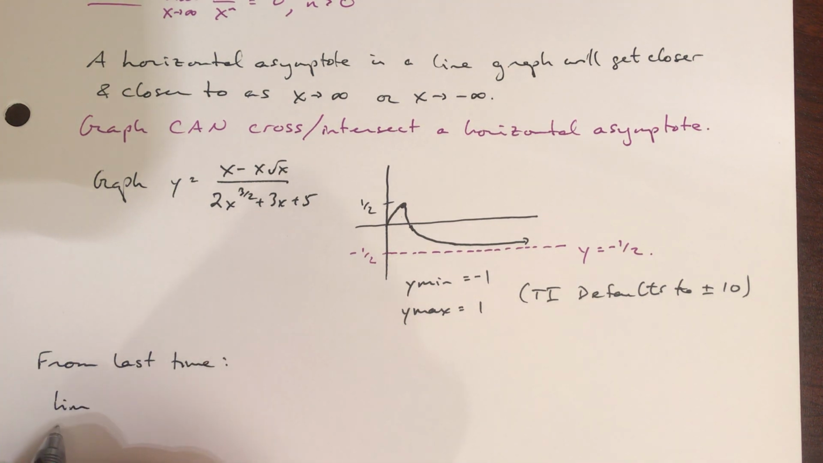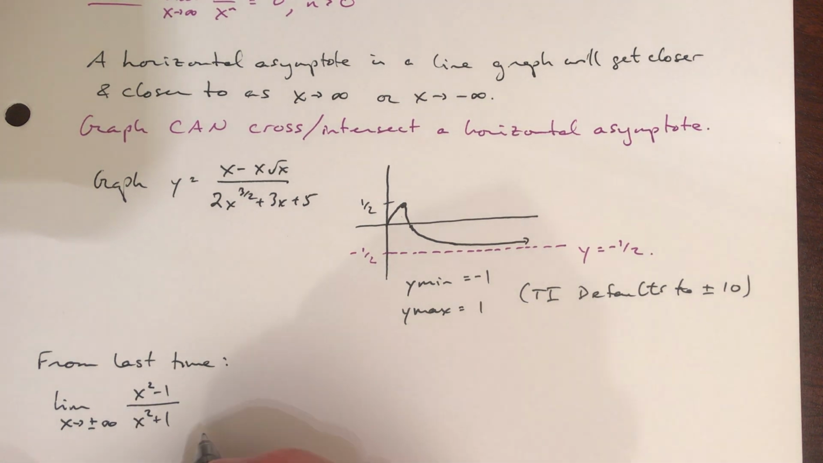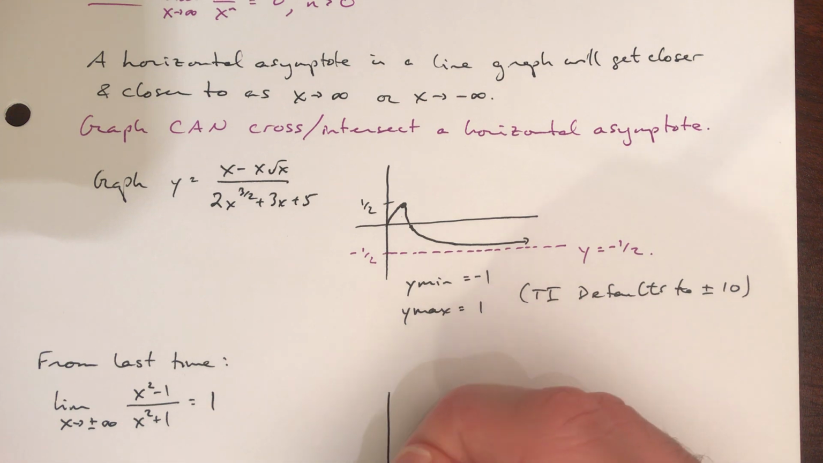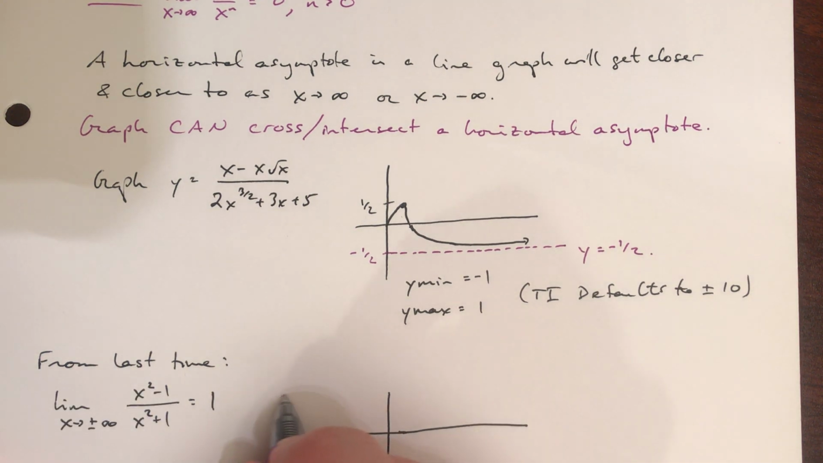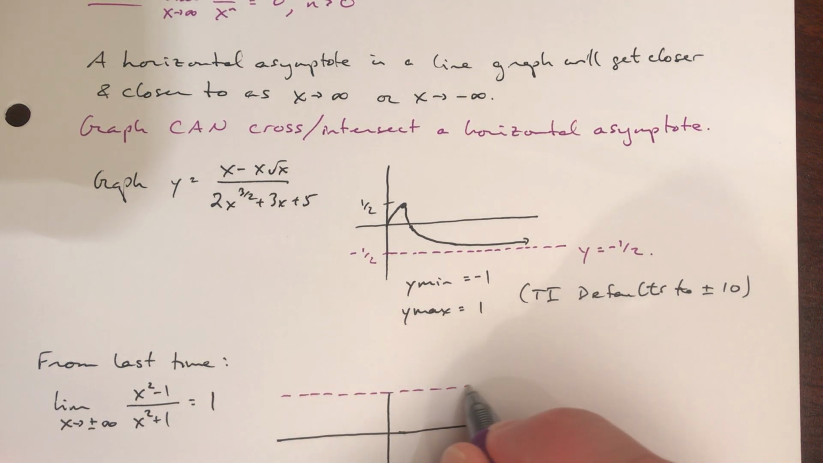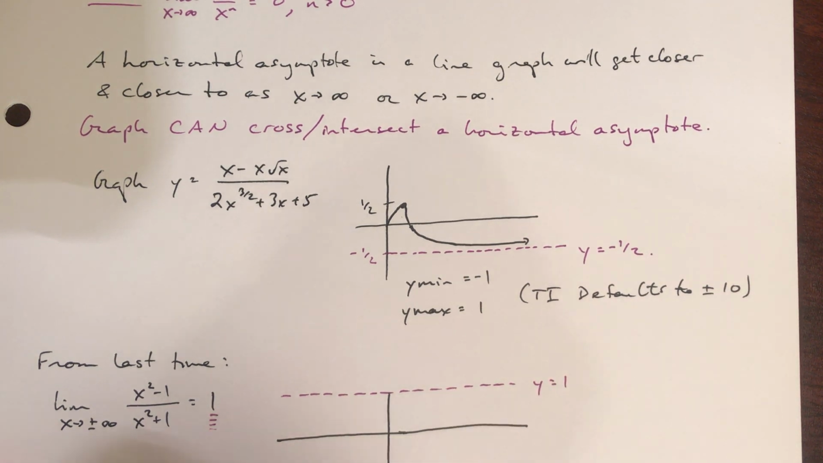We had the limit as x went to, in fact, we did plus or minus infinity, of x squared minus 1 over x squared plus 1. The graph of this, and we found that we had a horizontal asymptote at 1. Our limit was 1, and that was true whether we went to positive or negative infinity. Go back to the beginning of the previous lecture, and you'll see all of that. The graph for this guy, we have that line at y equals 1. It comes from our limit.